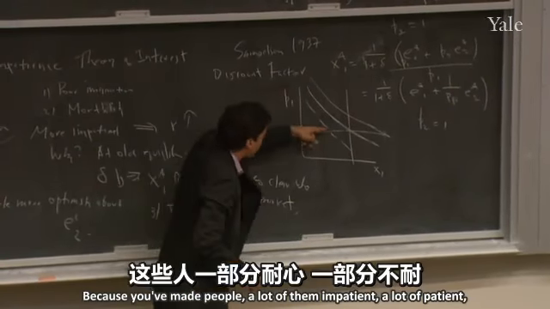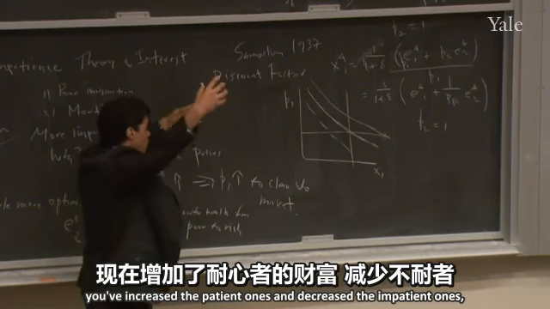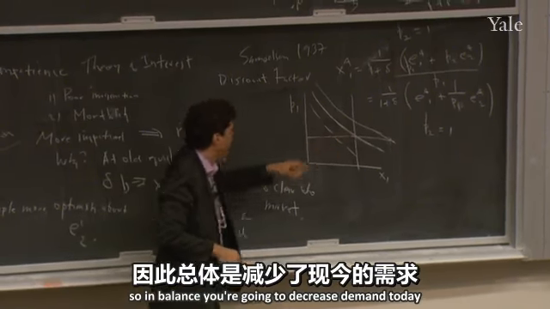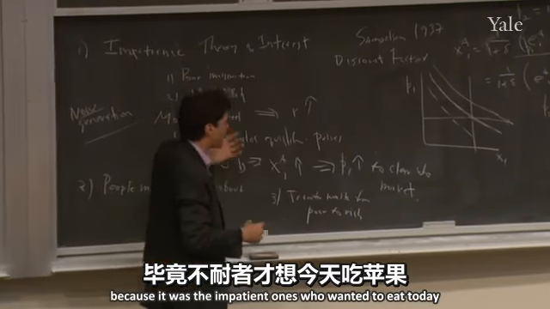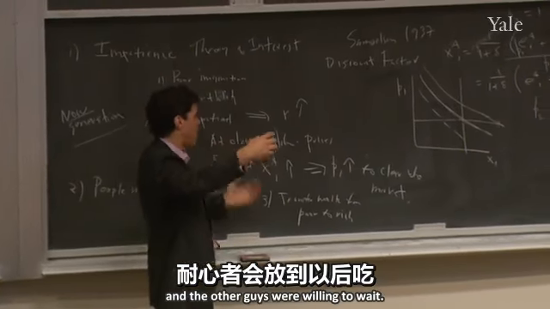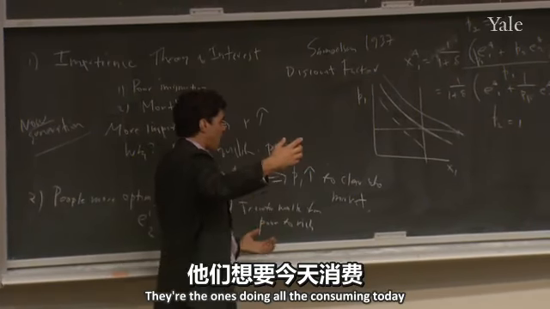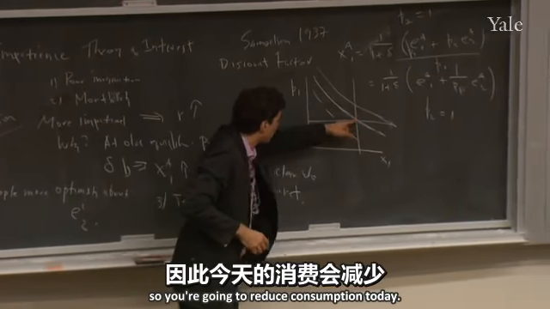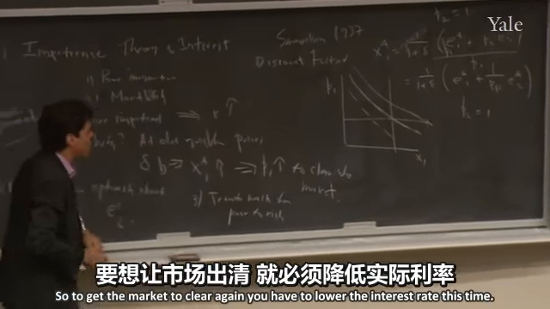Because you've made a lot of people impatient and a lot patient. You've increased the patient ones, so in balance you're going to decrease demand today, because it was the impatient ones who wanted to eat today and the other guys were willing to wait. Now the impatient guys don't have any money. They're the ones doing all the consuming today, and now can't afford to do much consuming. So you're going to reduce consumption today. So to get the market to clear again, you have to lower the interest rate this time.